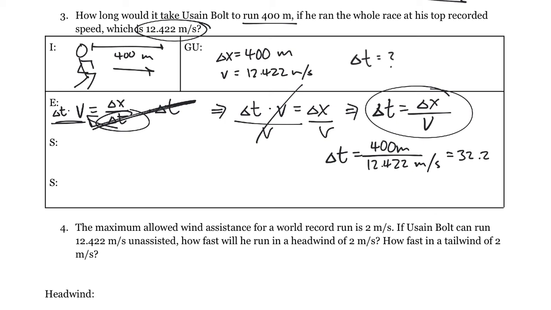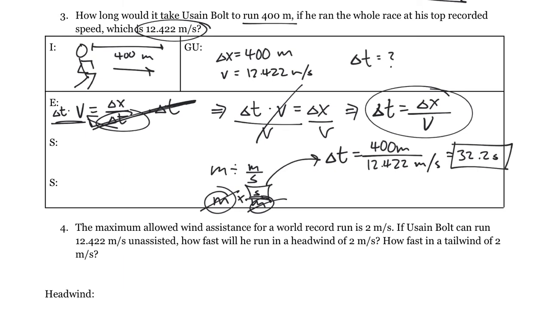And to look at units on this one, it's a little bit weird. You've got meters divided by meters per second. And you should know with fractions that when you divide by a fraction, you're actually flipping and multiplying. So you do meters times seconds divided by meters. But what happens here is that there's a meters on top and a meters on bottom, so they cancel out and go away, and you end up with just seconds, which makes sense because that's the unit for time. So we get 32.2 seconds is Usain Bolt's record for that 400 meters at 12.422 meters per second.